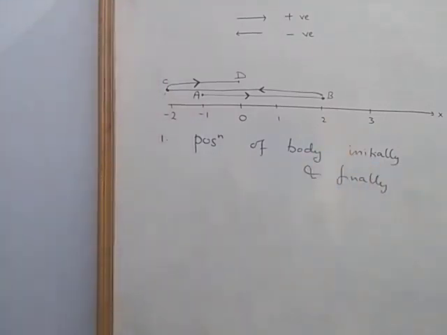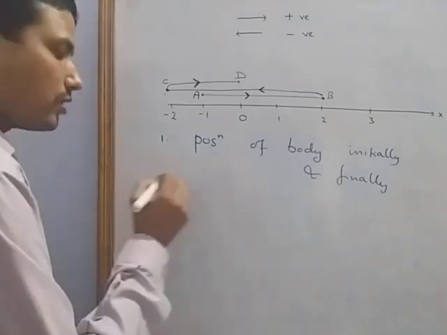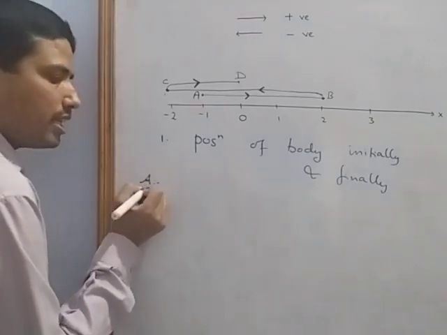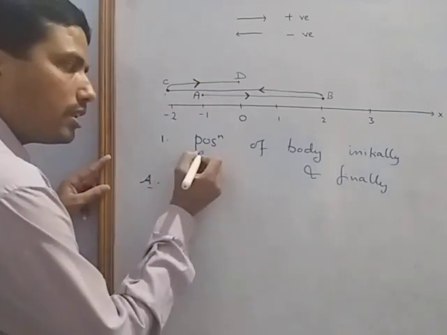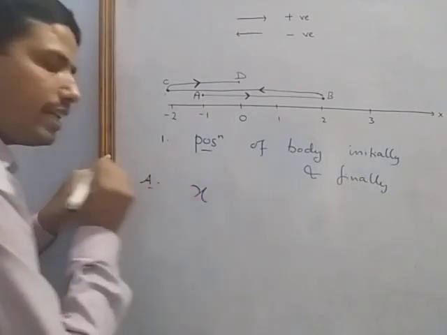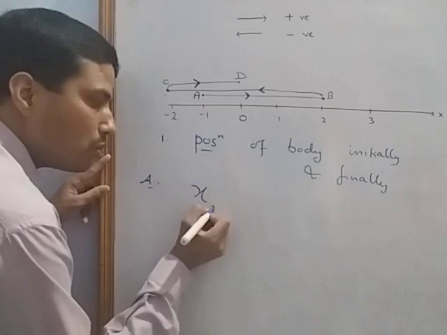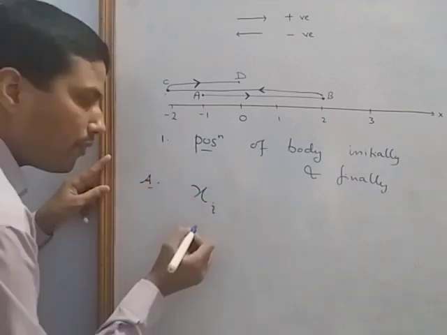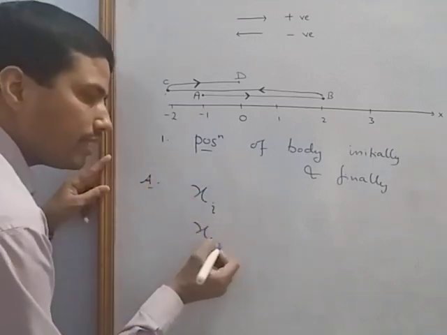That means you have to write what are the initial and final positions of the body. So what will be the answer, students? How do we denote position? I have told you we have to denote it by x. Initial position will be denoted as xi and final position will be denoted as xf.